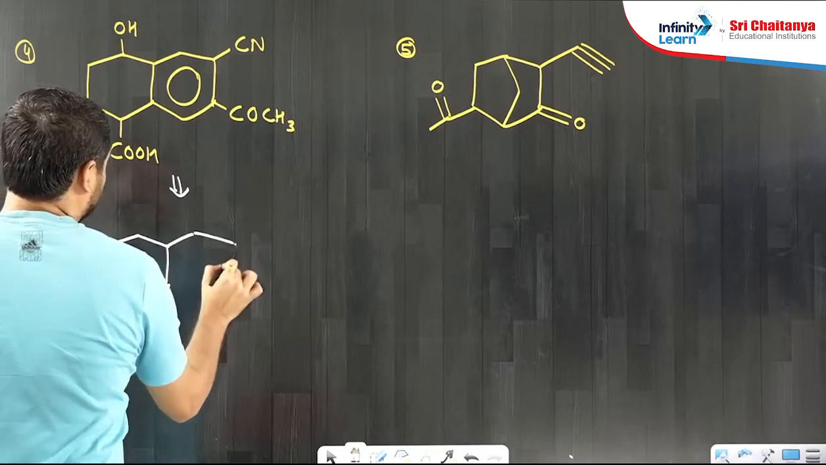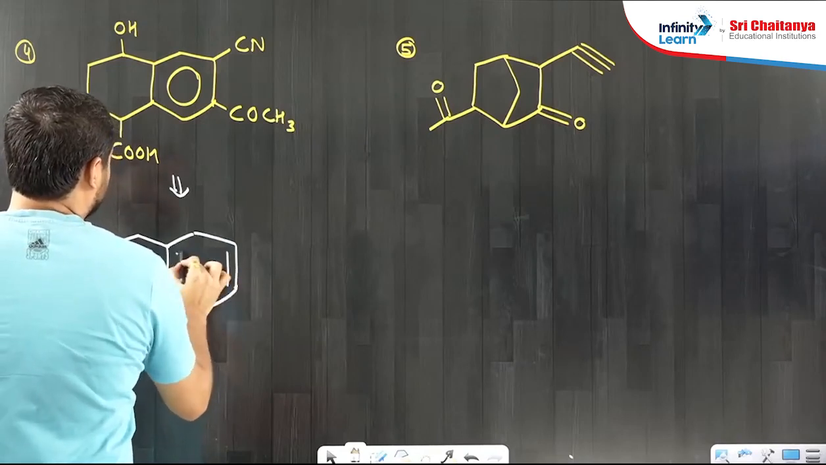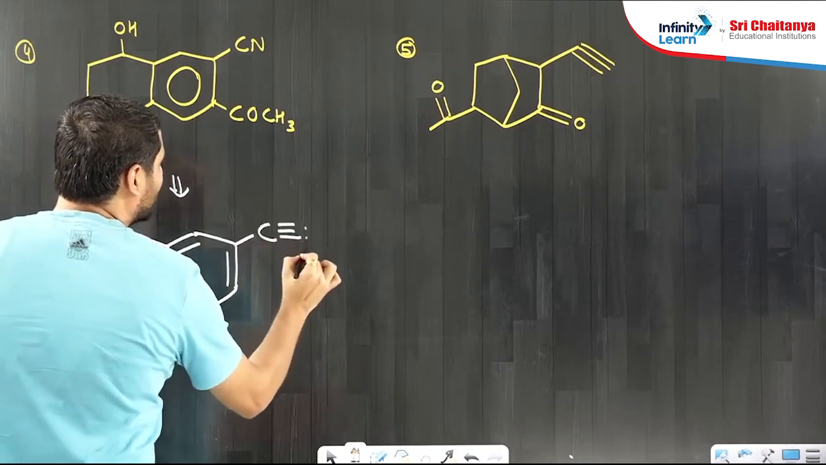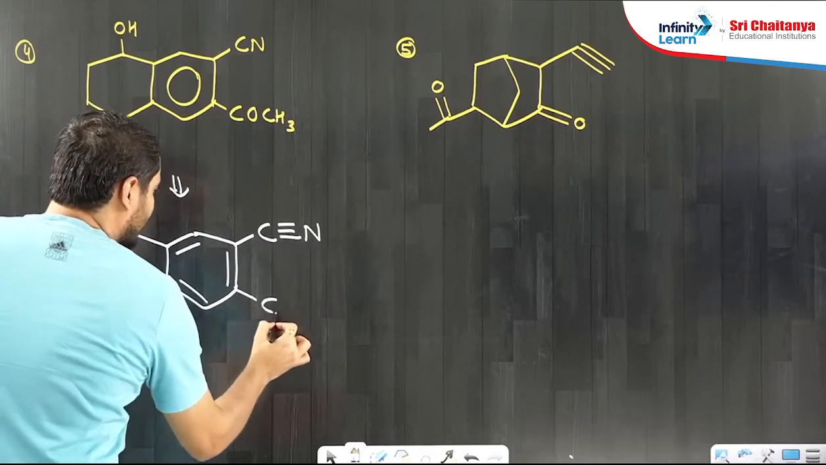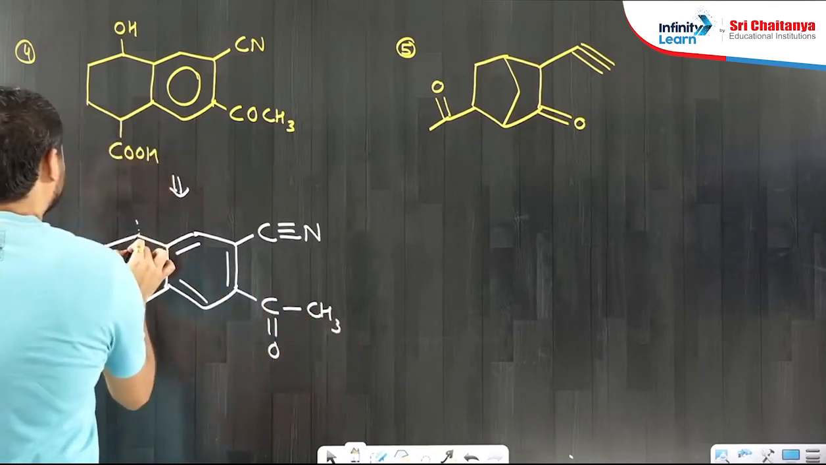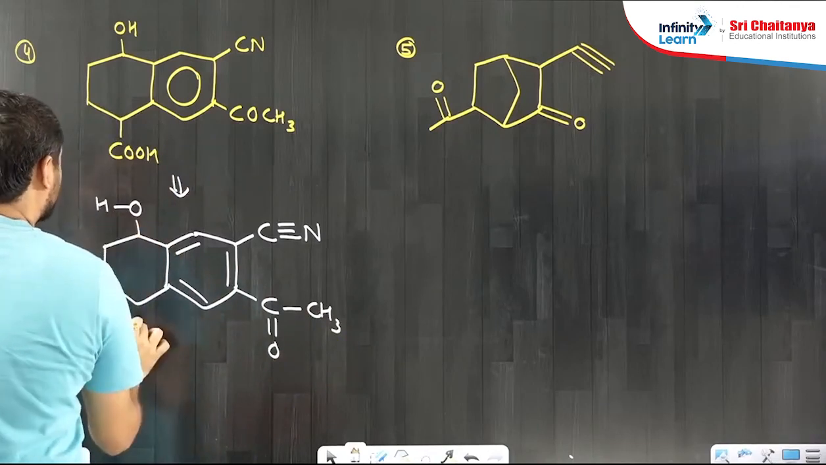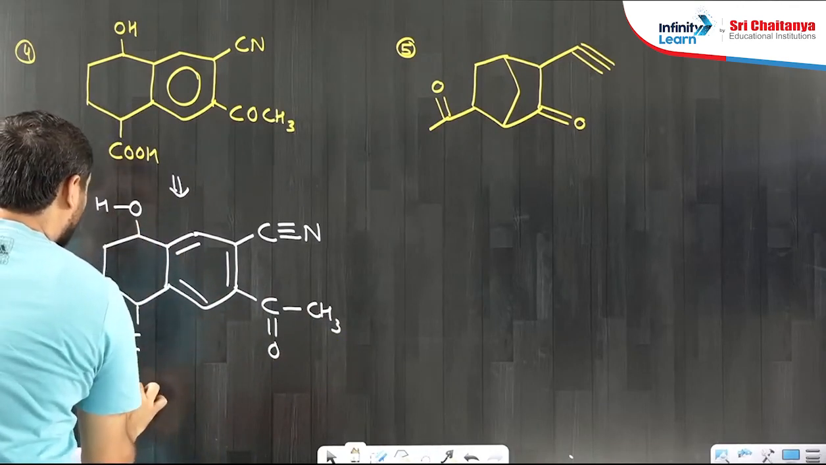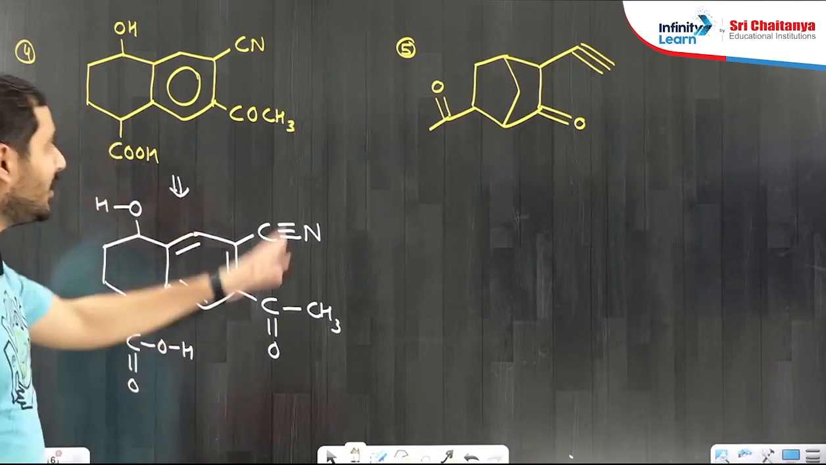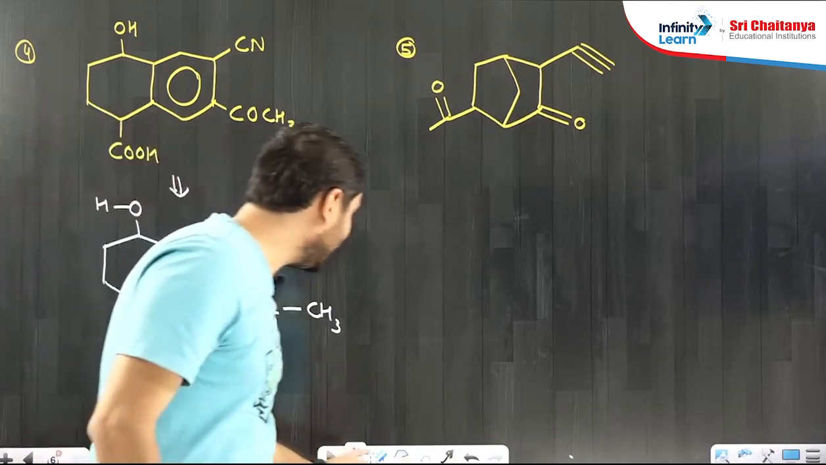First ring. Second is a ring where what is present? Benzene. Here cyanide. Cyanide is C triple bond N. COCH3, C double bond O, CH3. OH is oxygen single bond hydrogen. C double bond O, OH, oxygen single bond hydrogen. Now count the degree of unsaturation. Then you will get the correct answer.